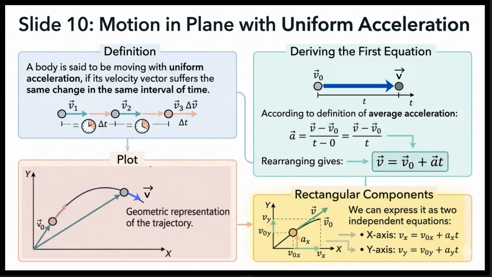Breaking into rectangular components gives two independent equations. Along x, the x component of velocity equals the initial x component of velocity, plus the x component of acceleration times t. Along y, the y component of velocity equals the initial y component of velocity, plus the y component of acceleration times t. Two separate 1D problems.